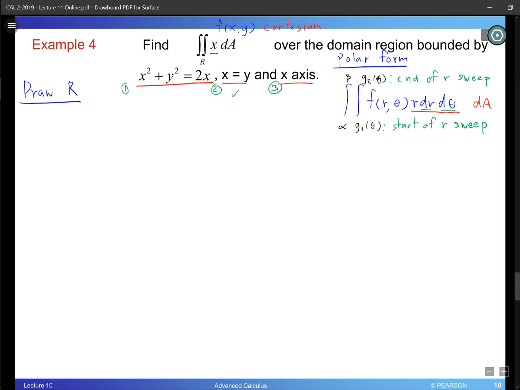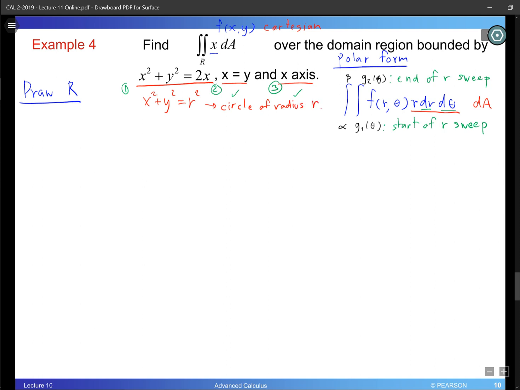This line is easy. We know that this is a straight line with a slope of 1 passing through the origin. Now the x-axis is easy to draw. The only problem here is this: x squared plus y squared equal to 2x. Why? Because so far we have seen curves like this: x squared plus y squared equal to some constant squared. And with this kind of form, you know that this is a circle of radius r.